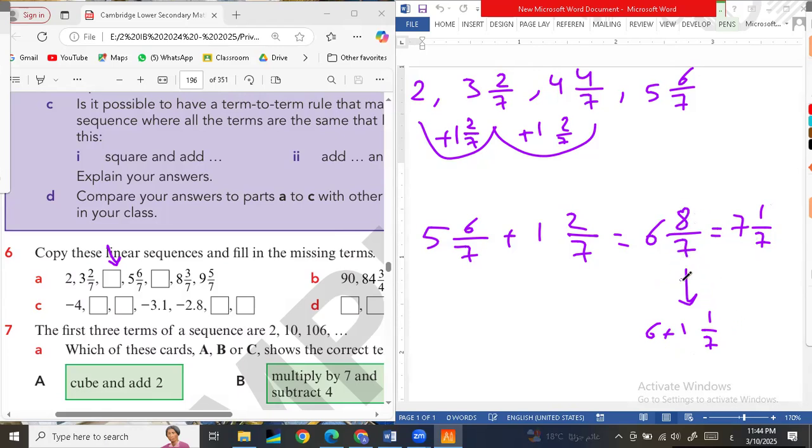So again, 8 over 7 became 6 and 8 over 7, which is actually 6 plus. Convert 8 over 7 into a mixed number. It becomes 1 and 1 over 7. So at the end, it's 7 and 1 over 7. That's the next term. All right, let's go to question C.